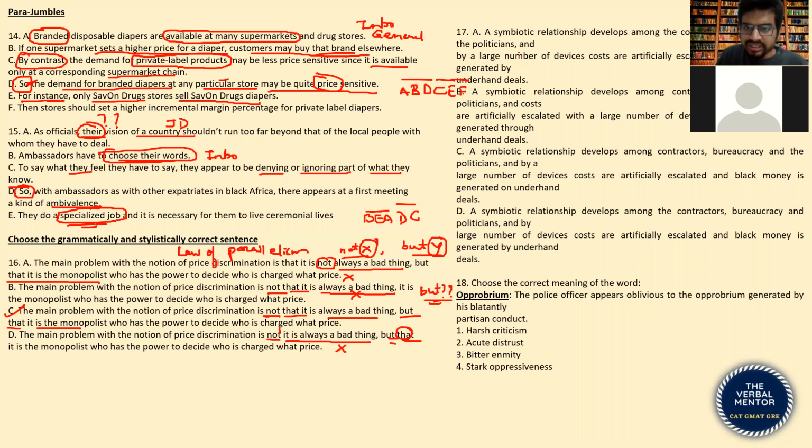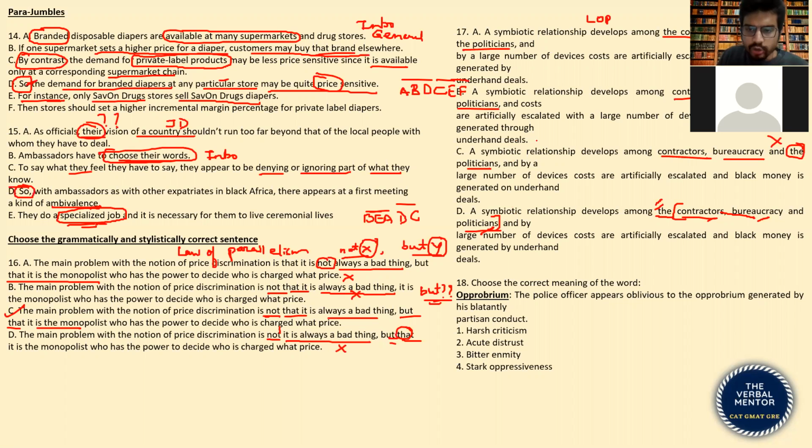Number 17. A symbiotic relationship develops among the contractors, bureaucracy, and the politicians. Again, it's a law of parallelism question. The contractors, the politicians, why is bureaucracy alone? It should also have the definite article, the bureaucracy. Eliminated. Contractors, bureaucracy, and politicians. So this part is correct. We'll keep this option for now. Contractors, bureaucracy, and the politicians. Now again violates the law of parallelism. The contractors, bureaucracy, and politicians. So this the is common. Contractors, bureaucracy, and politicians, parallel.